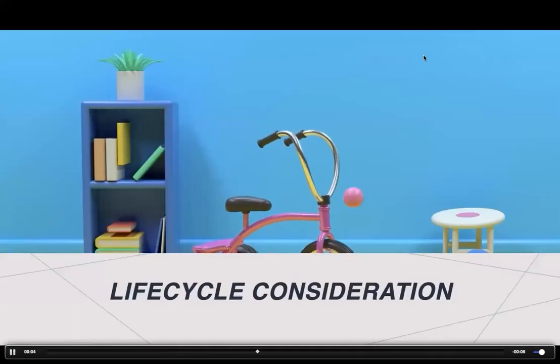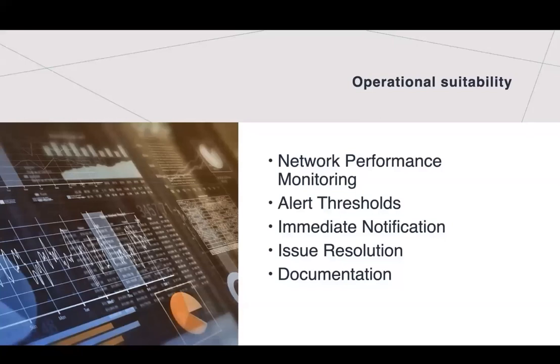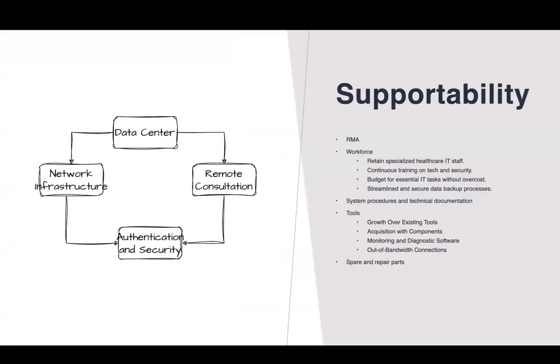Here's the life cycle consideration. The first one is operational stability. It has network performance monitoring with those 3 holds: immediate notification, issue resolution, and documentation. The second one is supportability. We need to build infrastructure to support the whole system. It requires data center, network infrastructure, remote consultation, and authentication and security.